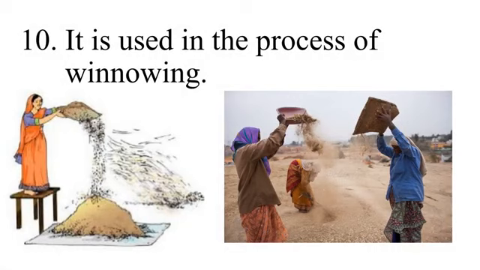Number 10. It is used in the process of winnowing. Winnowing is the process by which the mixture having components of different weight can be separated with the help of air or wind. The heavier particle or the component of the mixture falls down at the same place, whereas the lighter particles fly away.